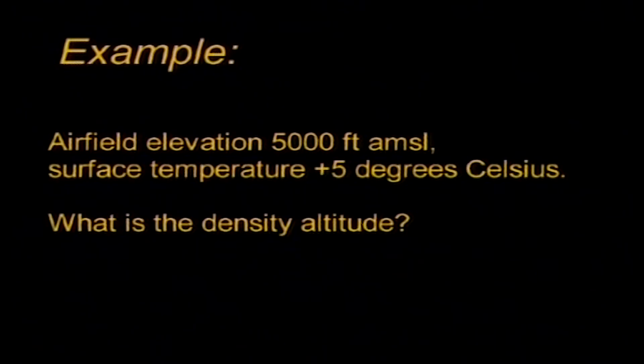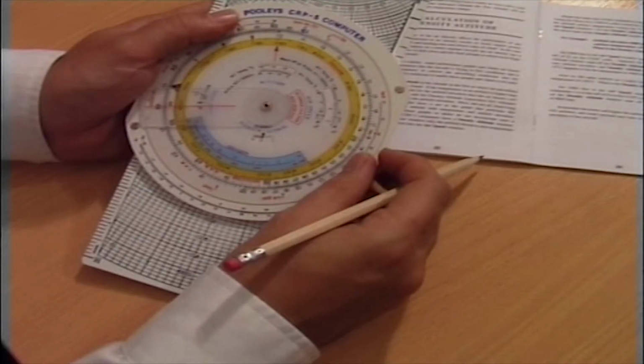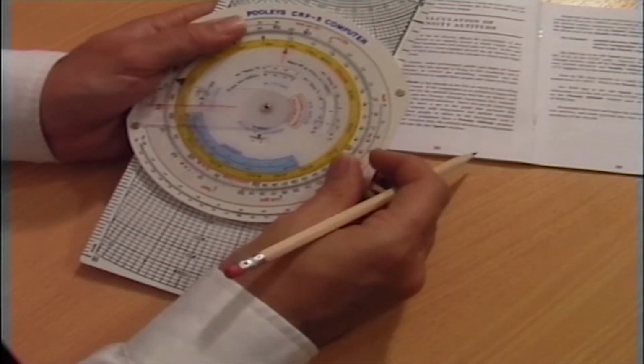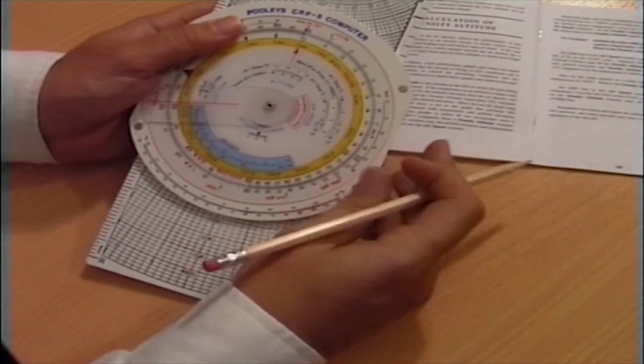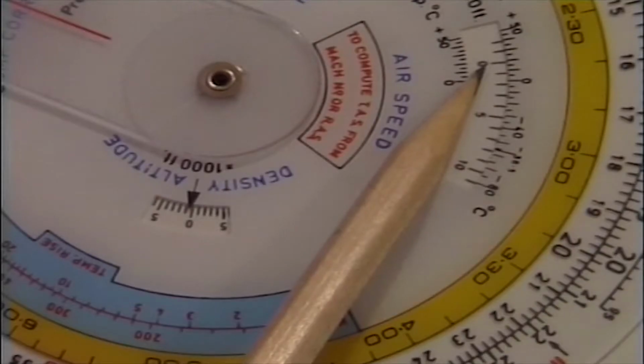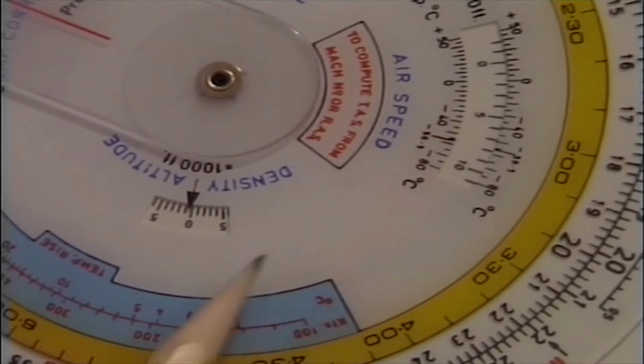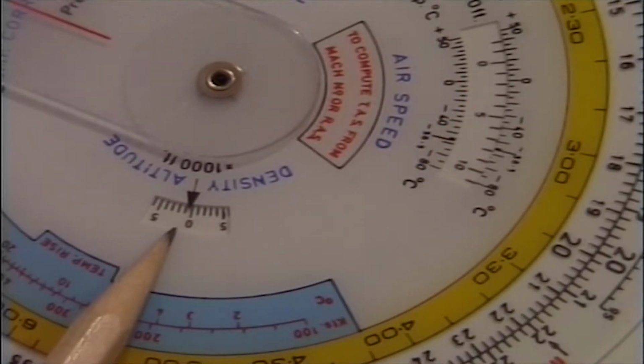For example, airfield elevation is 5,000 feet, surface temperature is +5 degrees Celsius. What is the density altitude? For density altitude, think performance, think airspeed window. Line up the 10 with the 10. At ISA, 0 feet pressure altitude equals 0 feet density altitude.